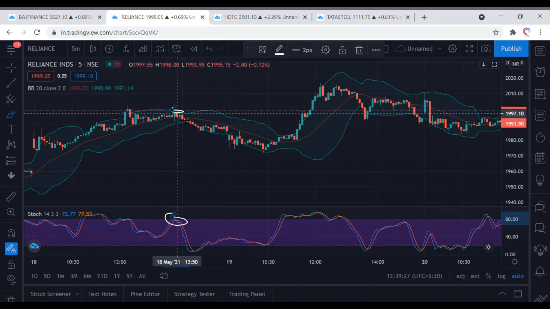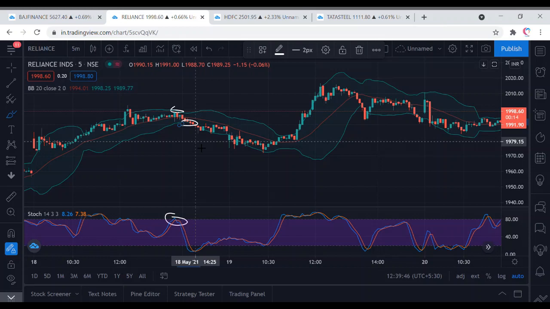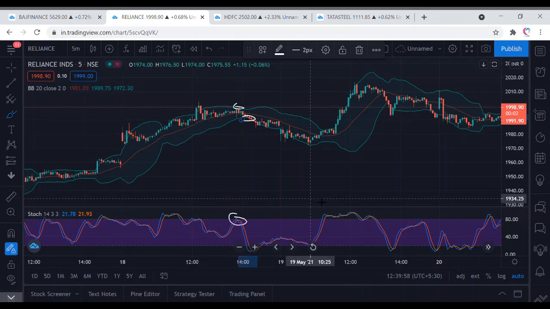You can see if you would have shorted Reliance here, it touched the lower band around 1990. So this will be a good 1:1 ratio, but since you're scalping, you would be in big quantities, so you'll have a good chunk of profit. So this strategy for me has been working very well in scalping only. I have not taken any big longer duration trades in this strategy. So you can check that on your side.